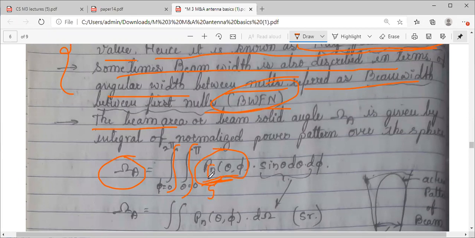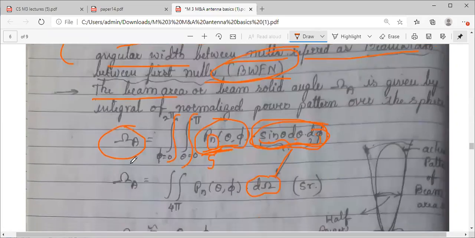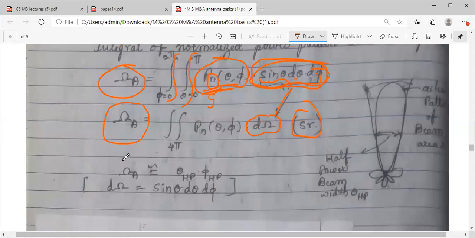Theta, phi normalized value we want. That is the actual value divided by the maximum value, and this is sine theta d theta d phi. In short, we can write it as d omega. We are replacing this bigger expression sine theta d theta d phi with d omega, and for solid angle or beam area, the unit is steradians.